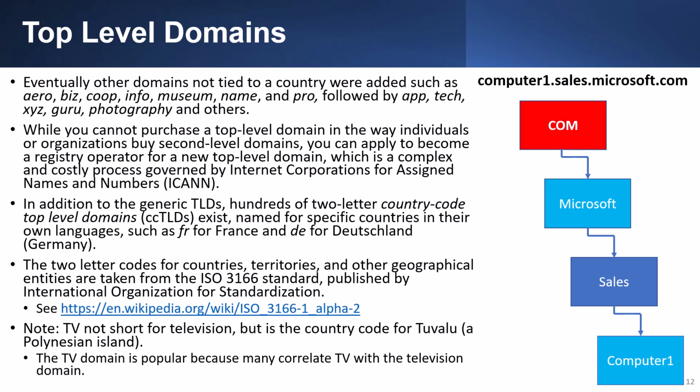In addition to the generic top-level domains, hundreds of two-letter country code top-level domains exist named for specific countries in their own languages, such as FR for France and DE for Deutschland, or Germany. Two-letter codes for countries, territories, and other geographic entities are taken from the ISO 3166 standard published by the International Organization for Standardization. The site listed on the screen will show all of the two-letter top-level domains. Note, TV is not short for television, but it's the country code for Tuvalu, which is a Polynesian island. The TV domain is popular because many correlate TV with television.